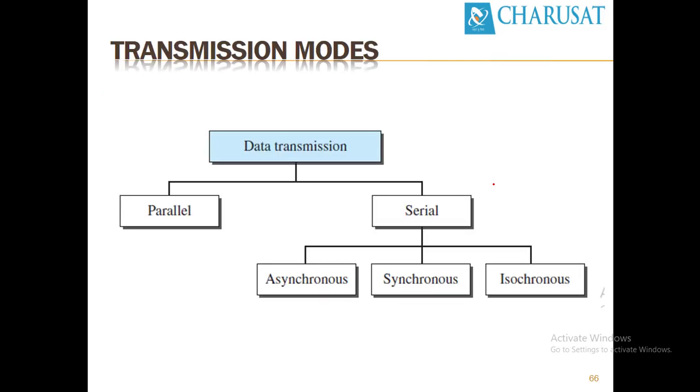Let's see the next phase of this topic, the transmission mode. There are basically two ways we can transmit data, parallelly and serially. So data transmission can be done either parallel or serial. And again, serial has three types: asynchronous, synchronous, and isochronous.